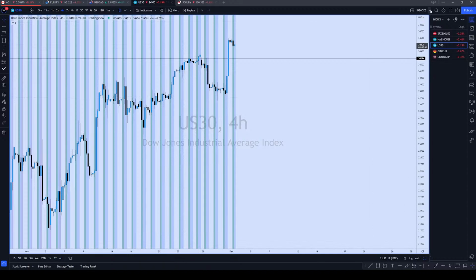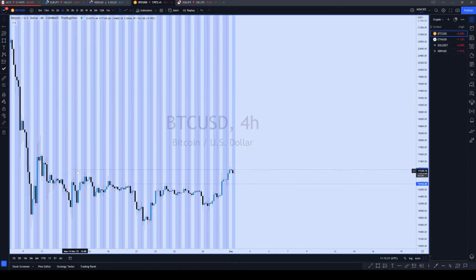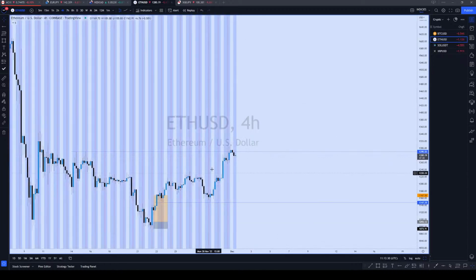Even if you look at the crypto market, that level that I gave, weekly high, previous week high, that's exactly where price went. Same thing with this one.